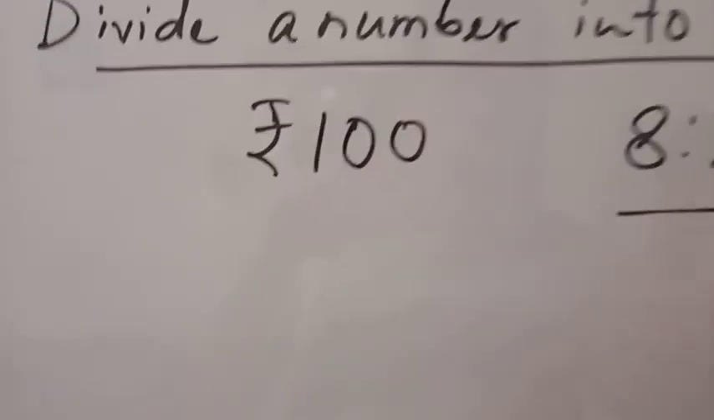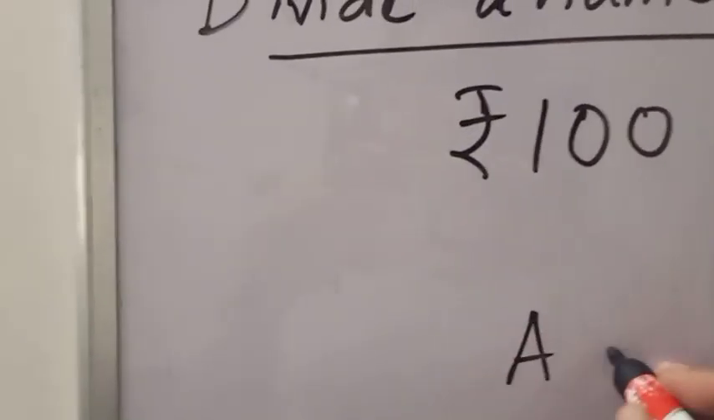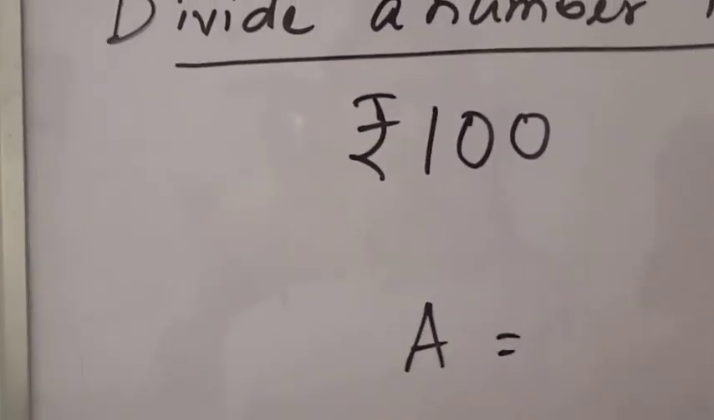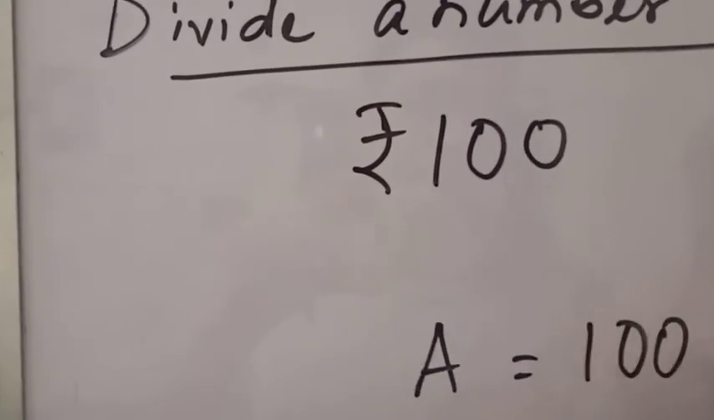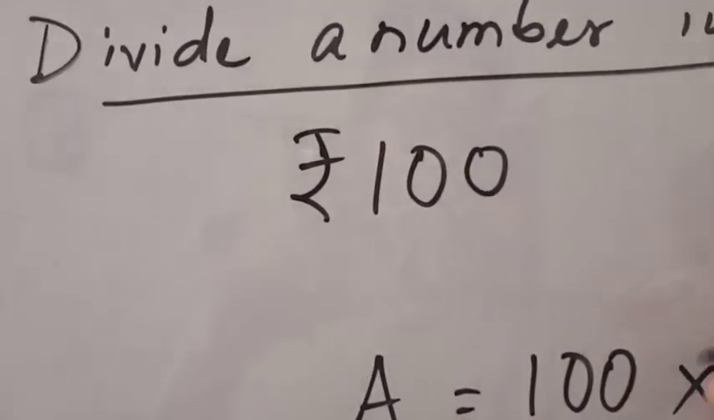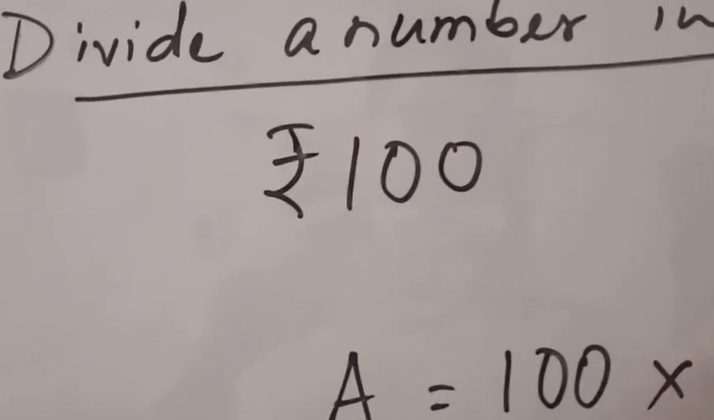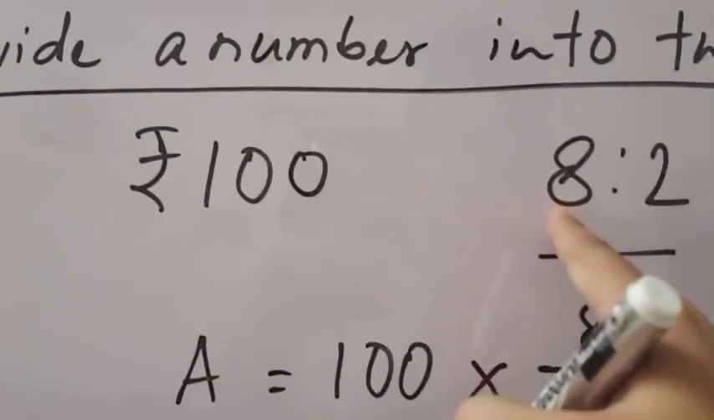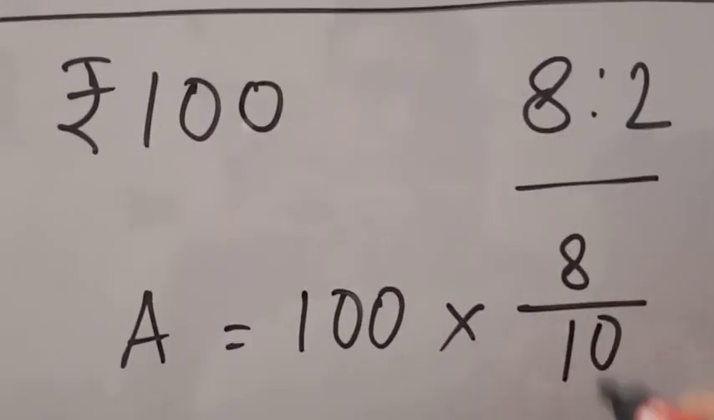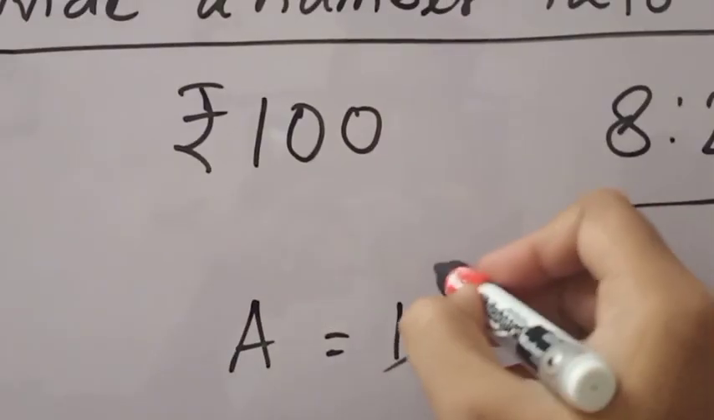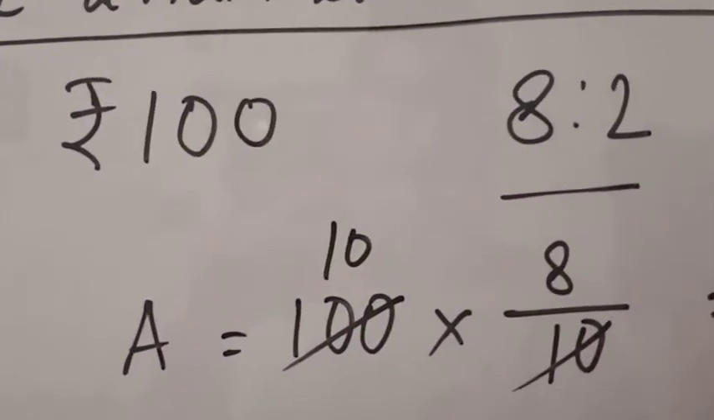So see that, for A, this is 100 rupees. And A means the first one. So 8 by the total number of the ratio, that means 8 plus 2. So 8 plus 2 equals 10. So 10 and 100 cancel. This is 10. That means 80.